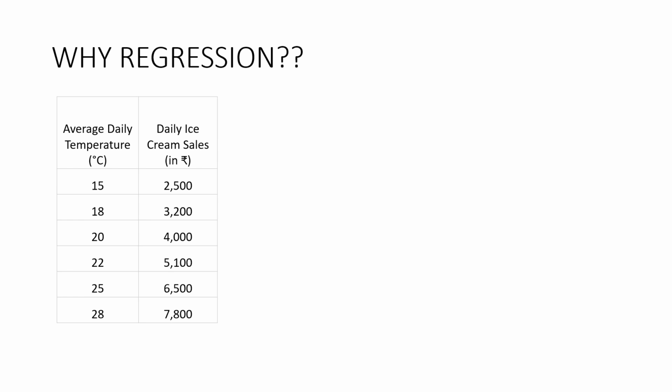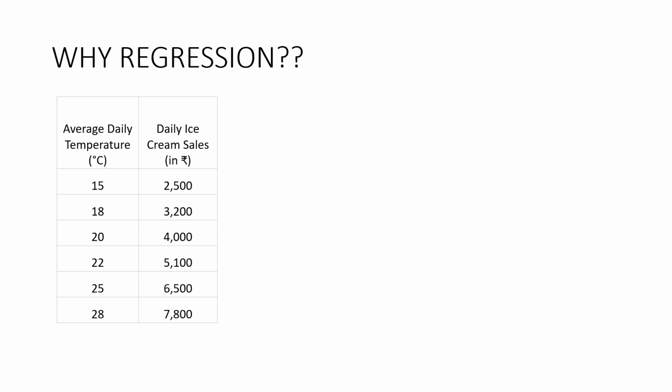Suppose we have a given data where we have average daily temperature and its corresponding daily ice cream sales. Now, if we are asked to find or predict the daily ice cream sales when the average daily temperature is 12 degrees centigrade, can we say anything about the actual number of daily ice cream sales? We cannot say anything about the ice cream sales just looking at the data, right? So for that we have to find a relationship between these two variables.